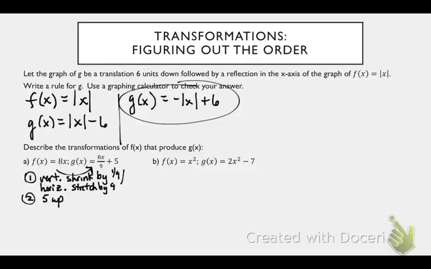Now if you look at B, going from the parent quadratic to this, we can see that we have this multiplier of a and then this k value. It's on the outside of the math of the function. So we could do that in order, and that would give us the transformed equation. So we'll have a vertical stretch by 2, and then a translation of 7 units down.